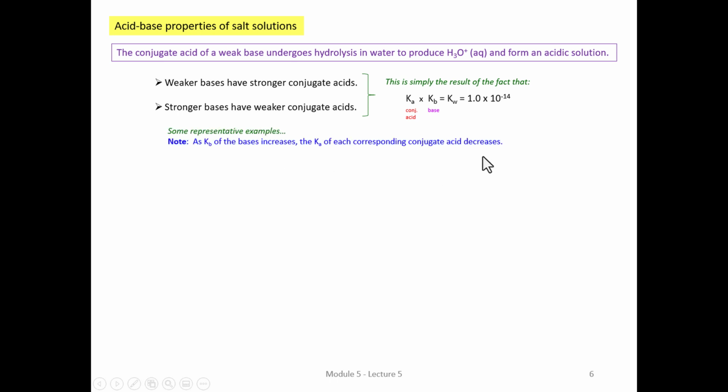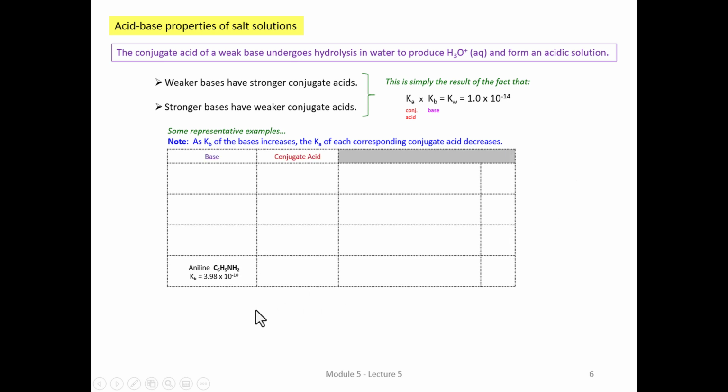Now here's some representative examples. We're going to build a table here like we did for the weak acids, and we're going to try to show that as the Kb of the bases increases, the Ka of each corresponding conjugate acid decreases. So we're going to start with a very weak base, aniline, a pretty small Kb value. Its conjugate acid would be the anilinium ion. Remembering the name of that is not a big deal. The big deal here is seeing that this is the conjugate acid of aniline because it has an extra H+ that's missing from the aniline.